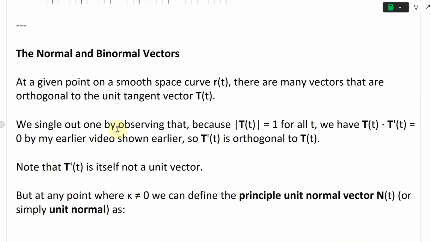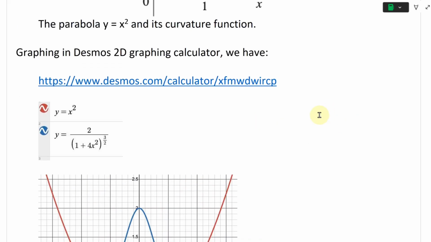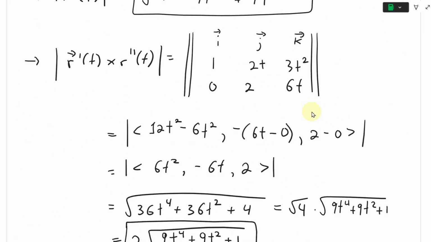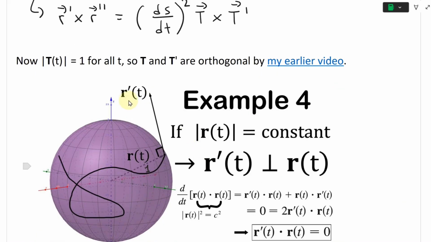So we single out one by observing that the magnitude of this unit tangent vector, capital T vector, equals 1 for all t. Because it equals 1, it's a constant, so its derivative is going to be orthogonal to it. Basically the dot product will be equal to 0. And this is from my earlier video, I already discussed it, if you go back to that giant 3D graph right here. If this function is constant, then its derivative is going to be orthogonal. In other words, the dot product will be equal to 0.